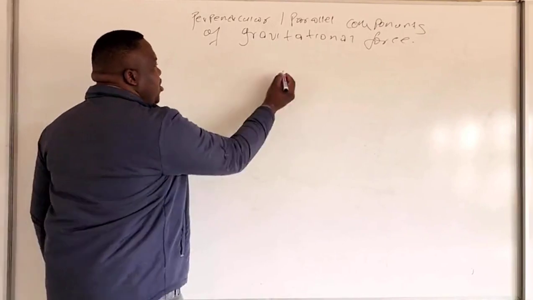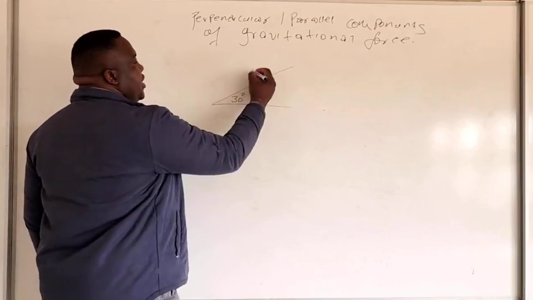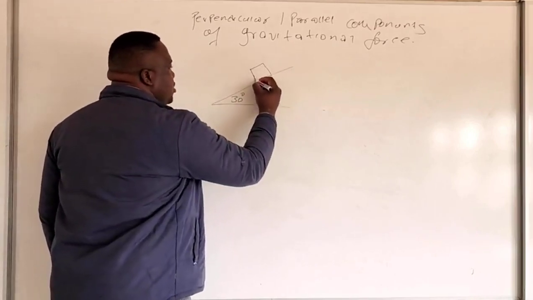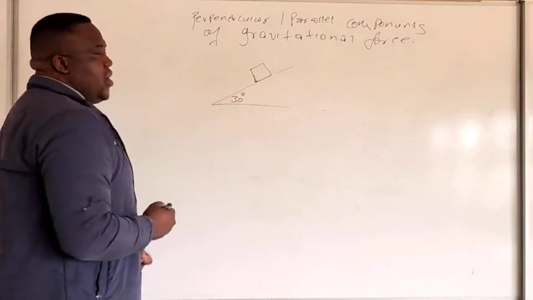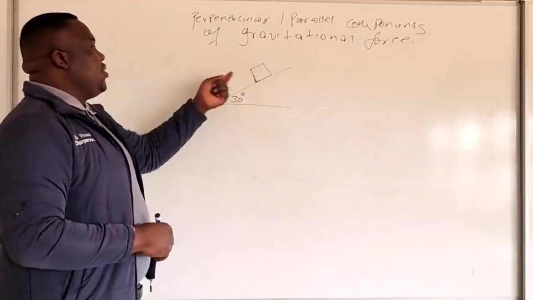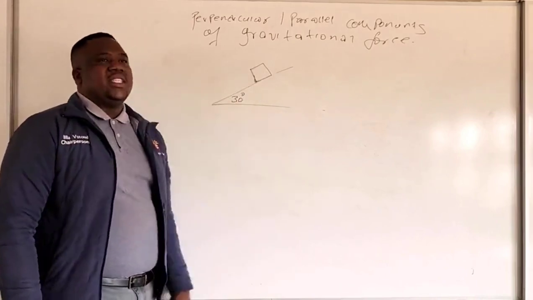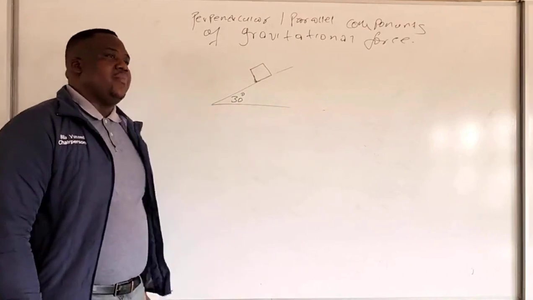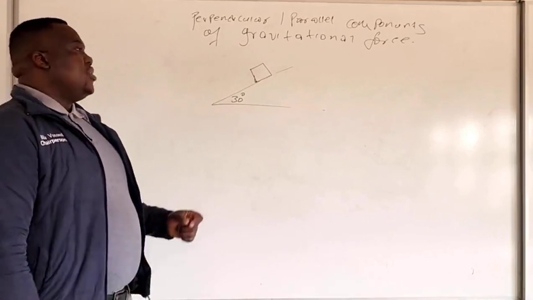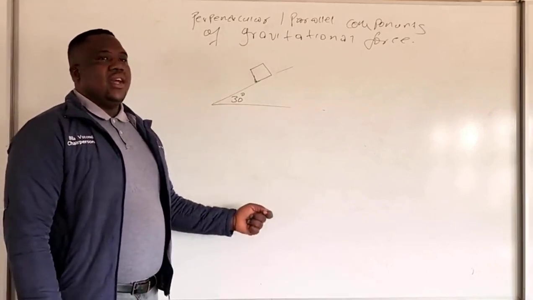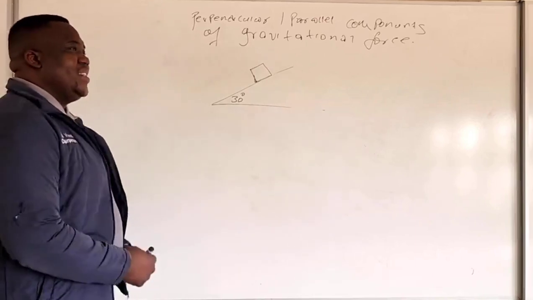So I'm going to focus on an incline. Let's say we have an incline which is 30 degrees, and there is a box, and this box is moving down the incline. We'll talk about the concepts of the movement of the box later on. I just want to explain something on work done by the gravitational force. So I'm going to start by explaining the perpendicular component and the parallel component.